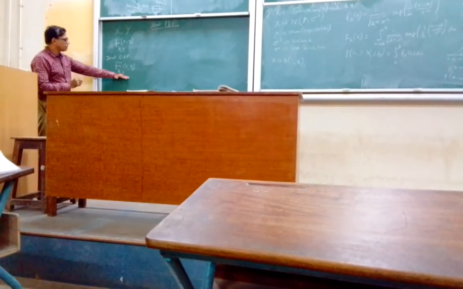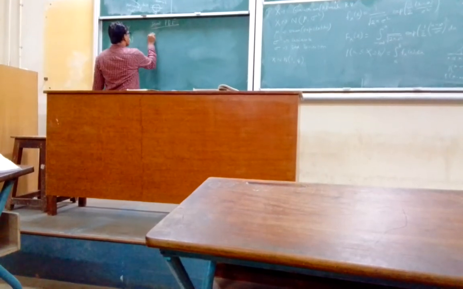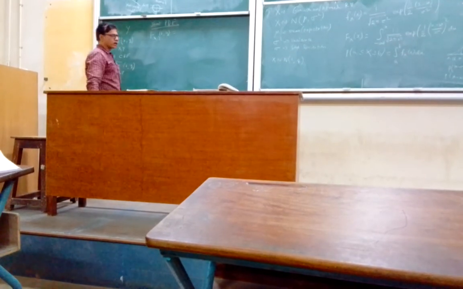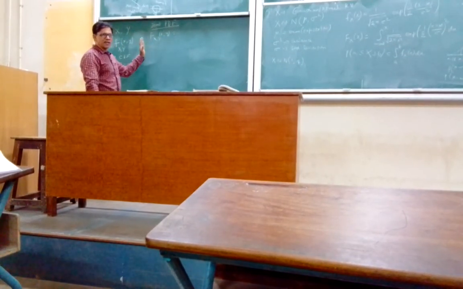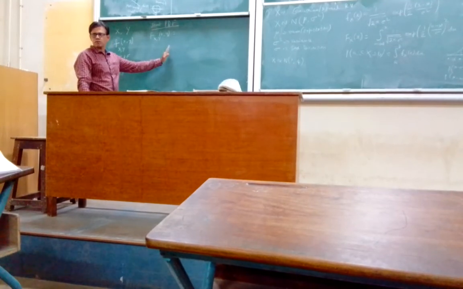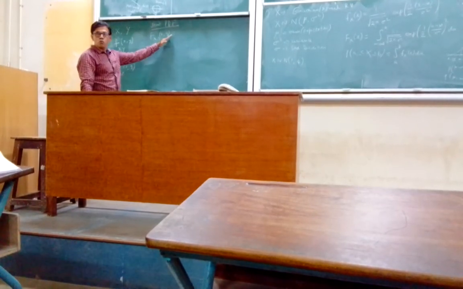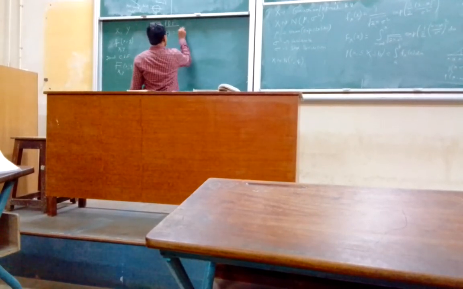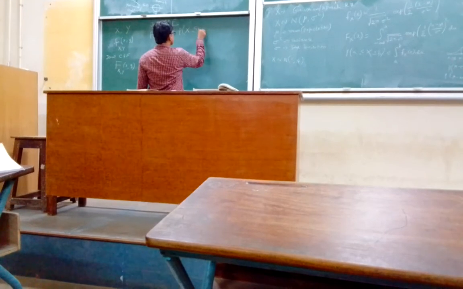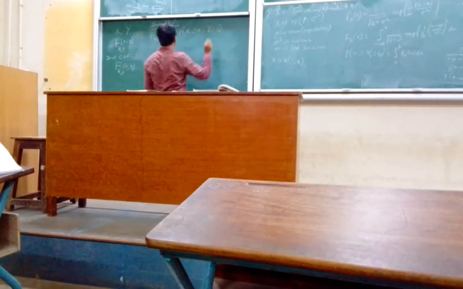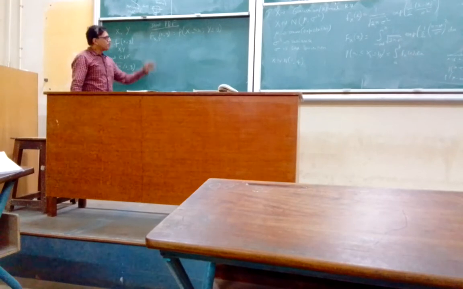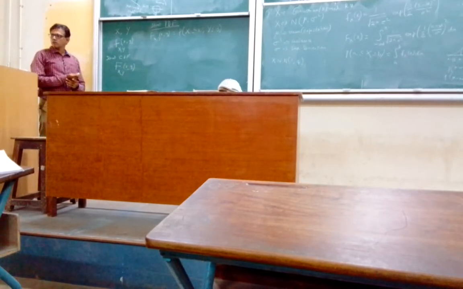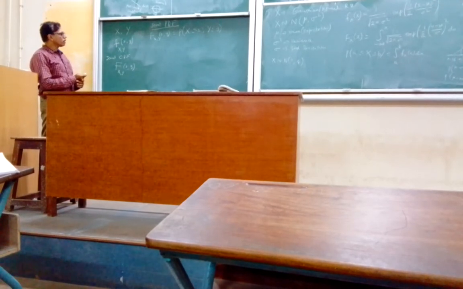The interpretation of this would be rather easy. It is the probability that the random variable x is less than or equal to small x, and y is less than or equal to small y. It's a joint one, so both conditions need to be satisfied. That is what we call the joint cumulative distribution function.